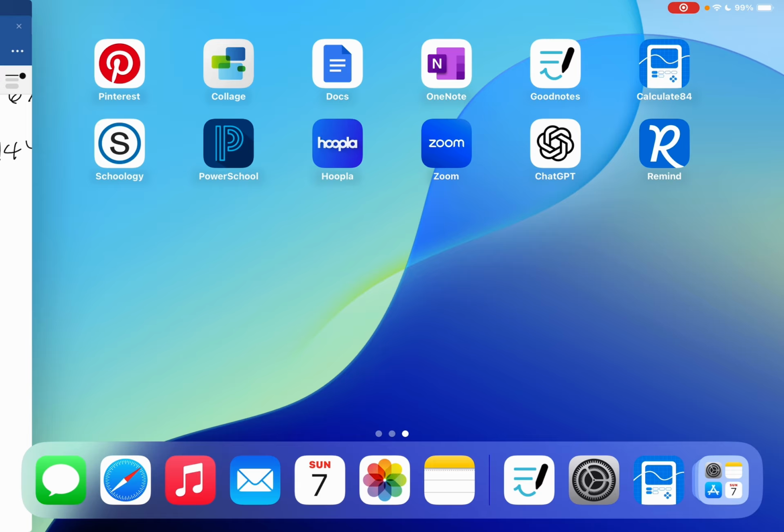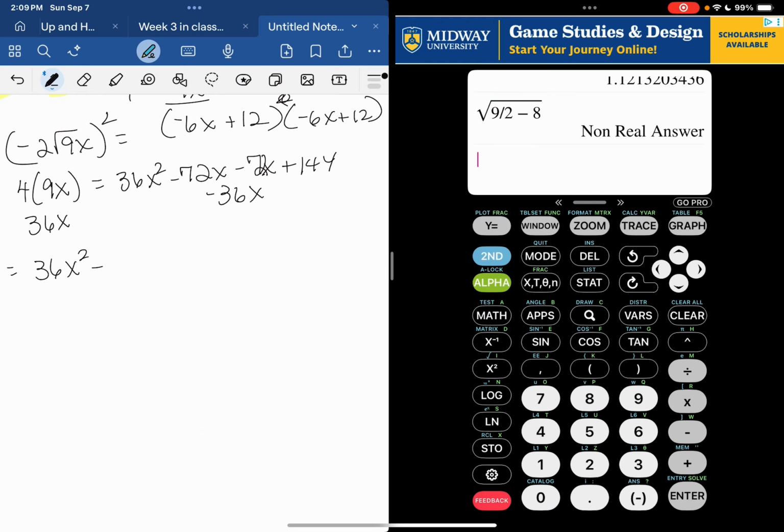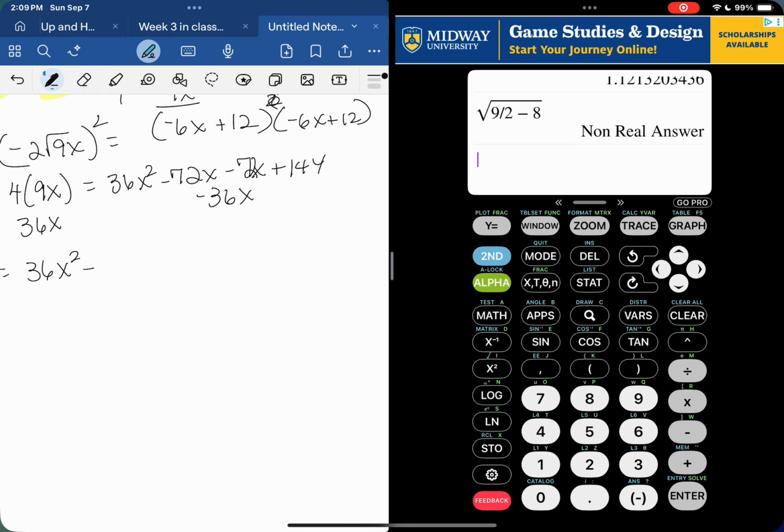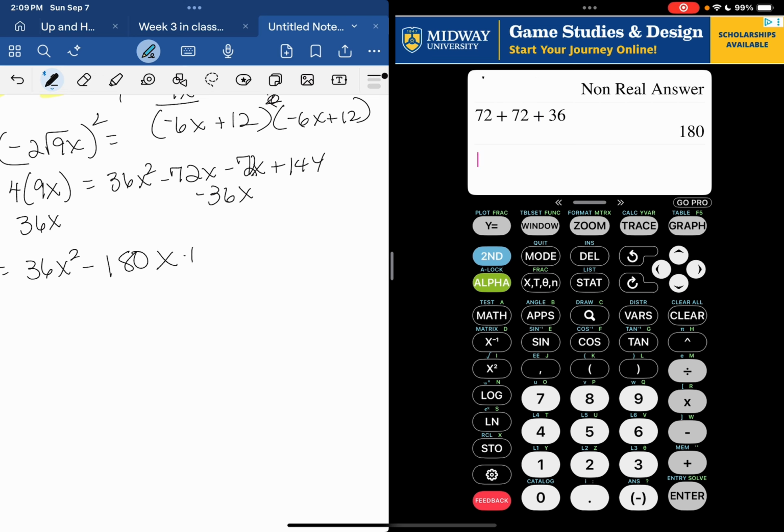Oh, come on. Did I move? I'm so sorry. No, I just want to move it. You're not going to let me move it at all? Whatever. Okay. Fine. 72 plus 72 plus 36. So that's minus 180x plus 144.